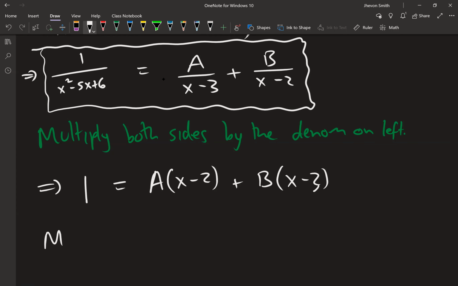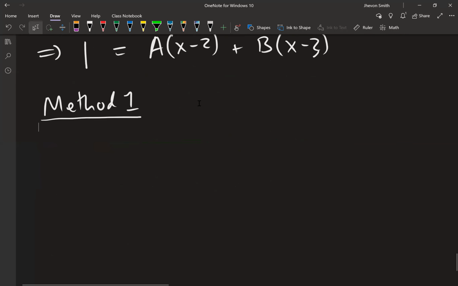Now here's method 1. To proceed from this stage, one thing you can do is, and I typed this all out so you'll be able to follow me, for now I'm just going to verbally describe the method. One thing you can do is plug in convenient values for the x's that will allow you to solve for the a's and b's. What is a convenient value? Well, values of x that allow you to cancel as many of these arbitrary constants as possible so that you can solve for the remaining ones.